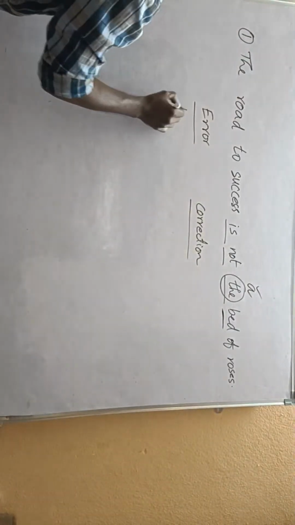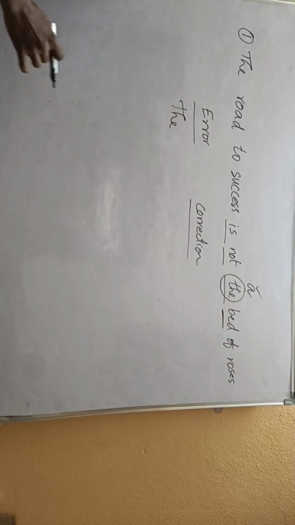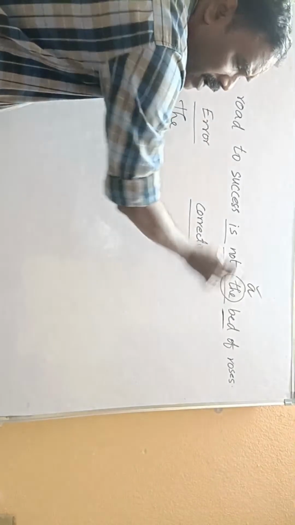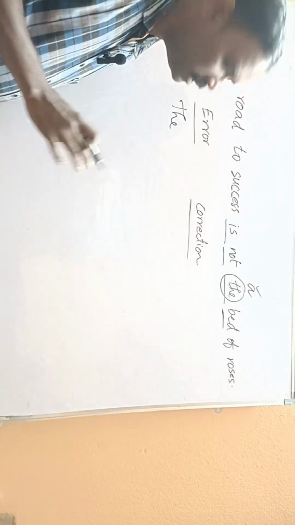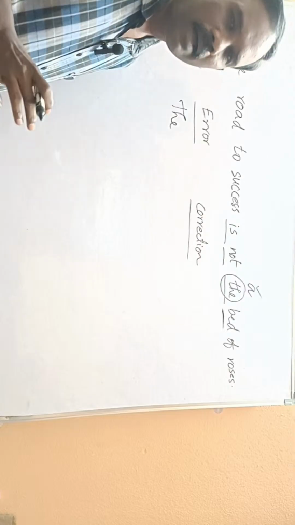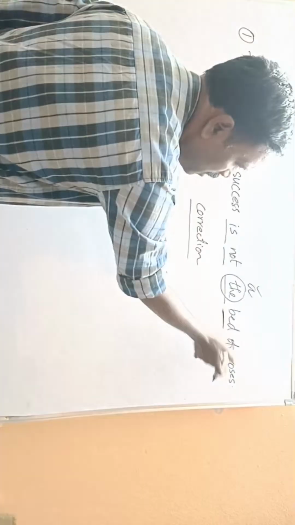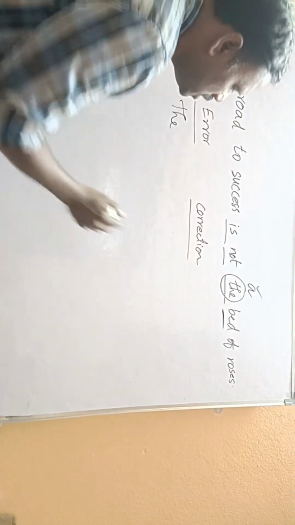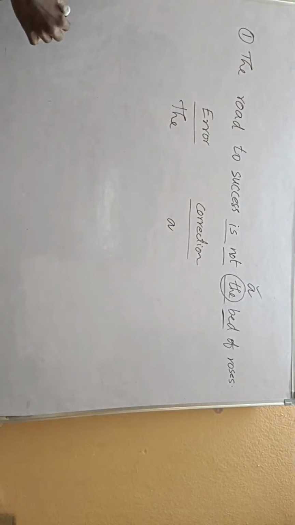The error is that the article the should not be used because the is a definite article. If we are expressing about a particular bed, then we can use the. But here we should not use it, as it is in general any bed. That means a bed of roses. That is the correct expression. So instead of the, we replace it by a.